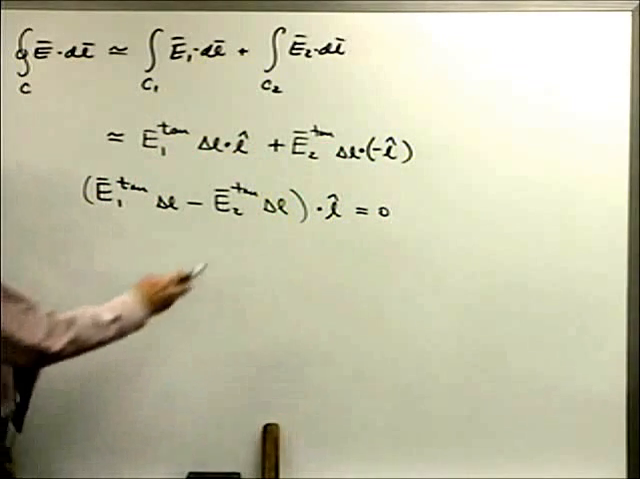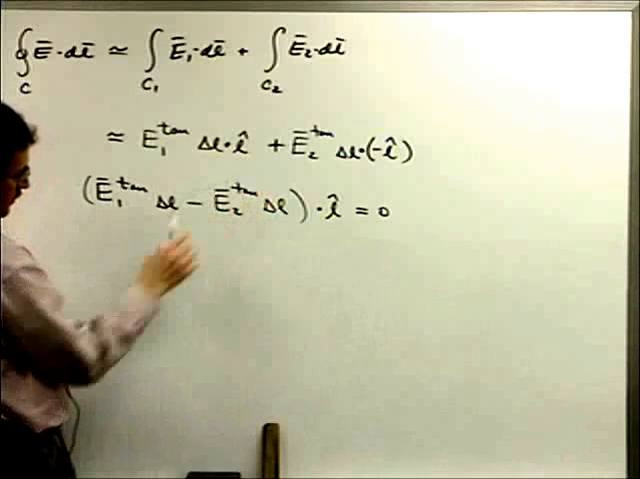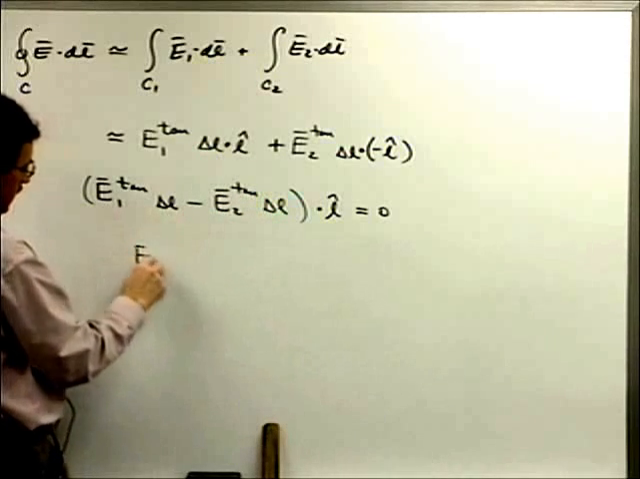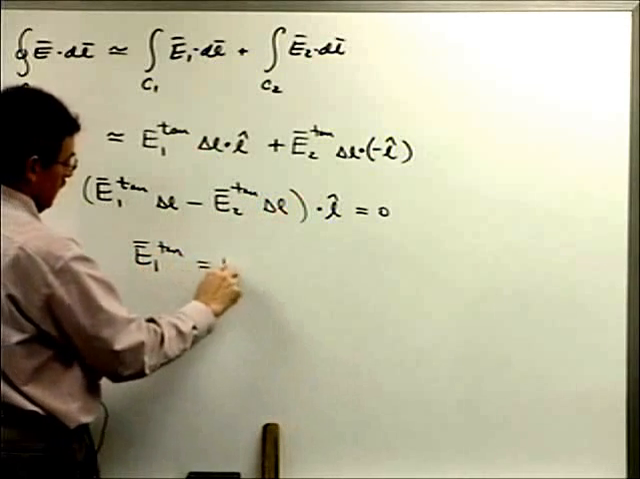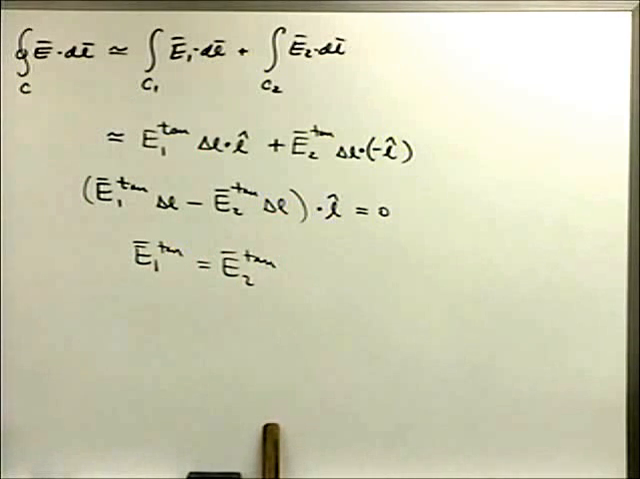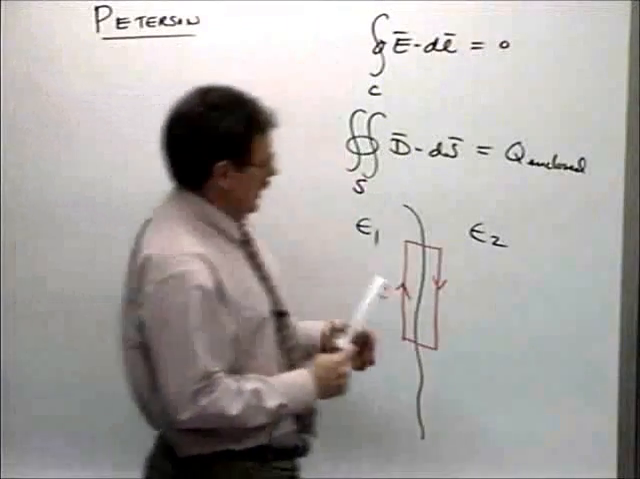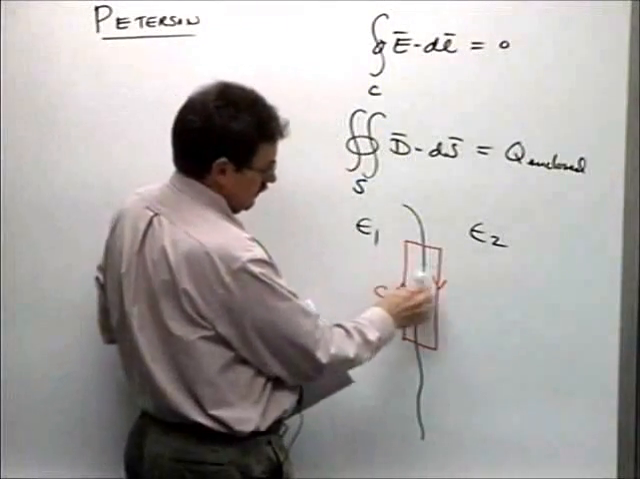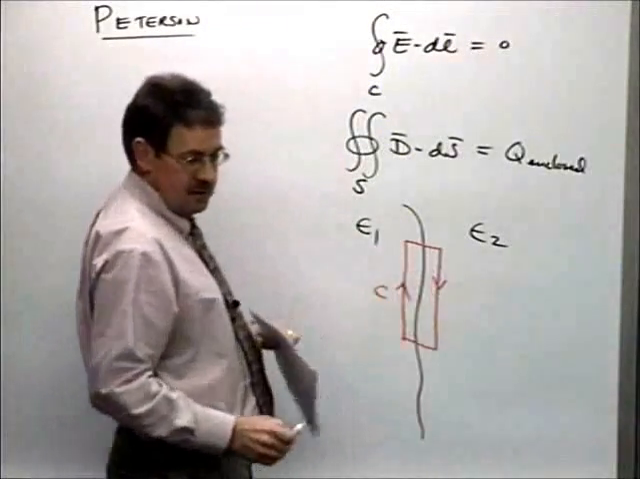Or that since L can be any tangential variable here, this really says that E1 tan has to be equal to E2 tan. So that says if this first equation is going to hold, then the tangential part of this field has to be continuous across that interface.